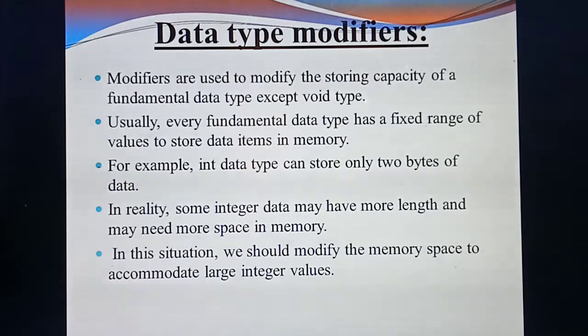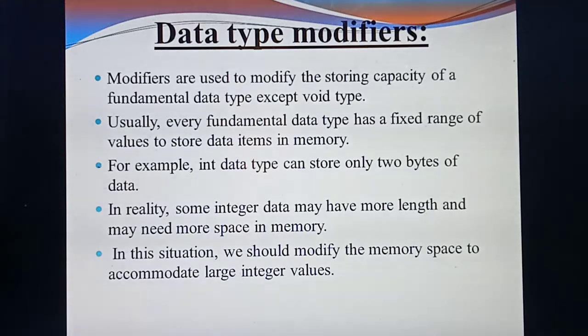Already each data type has some fixed range of values. So what's the fixed range? Int means 2 bytes, that's fixed. Character means 1 byte, that's fixed. Likewise, double means 8 and float means 4. This is a fixed range of values.